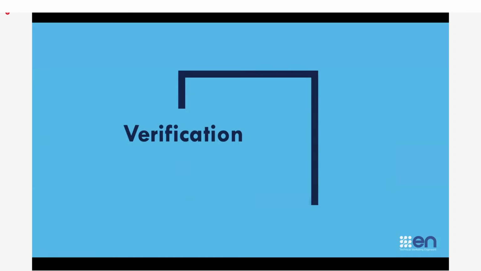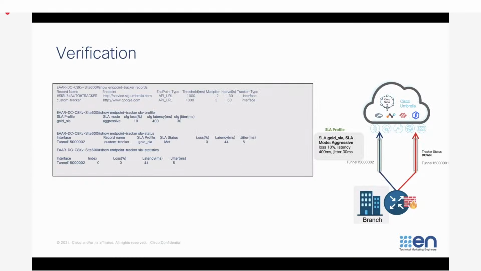So let's look at some of the verification now. Show endpoint tracker records, it's there. So this is the layer 7 auto tracker service.sig.umbrella.com. If you are using a default tracker, this is where the probes get destined to. In my case, I'm using a custom tracker, which is to google.com, and you can see all the trackers here.